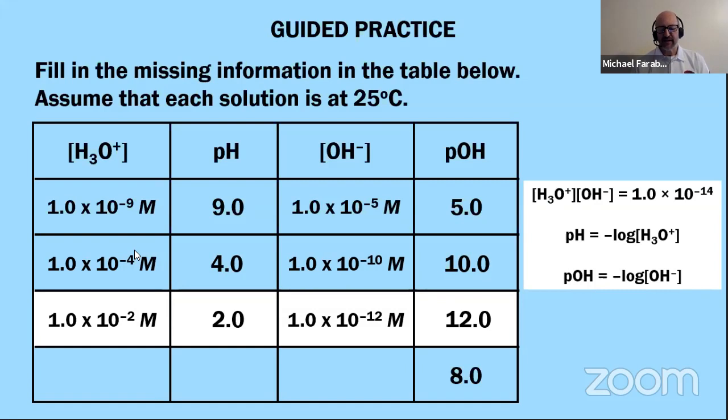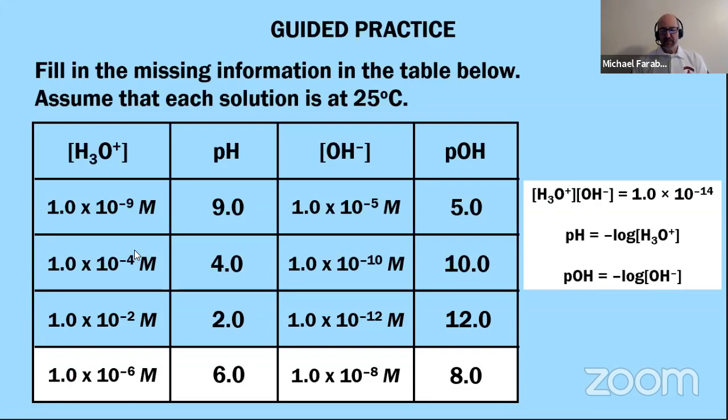In our final row of the table, if the pOH is 8, 14 minus 8 is 6, and the concentration of hydronium would be 10 to the minus 6, and the concentration of hydroxide would be 10 to the minus 8.